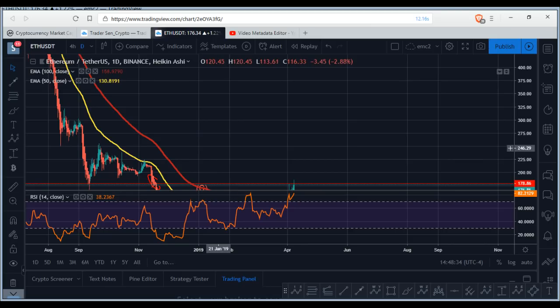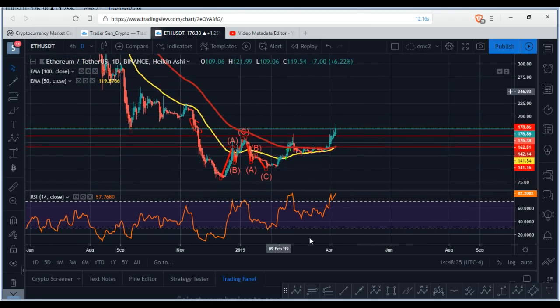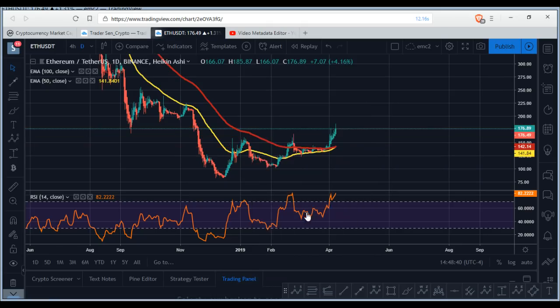Ethereum USDT. For some reason, Ethereum is making a double tap on the RSI, because I never look at the price of Ethereum versus the dollar. So sometimes I'll be surprised when I take a look at the chart versus the dollar.